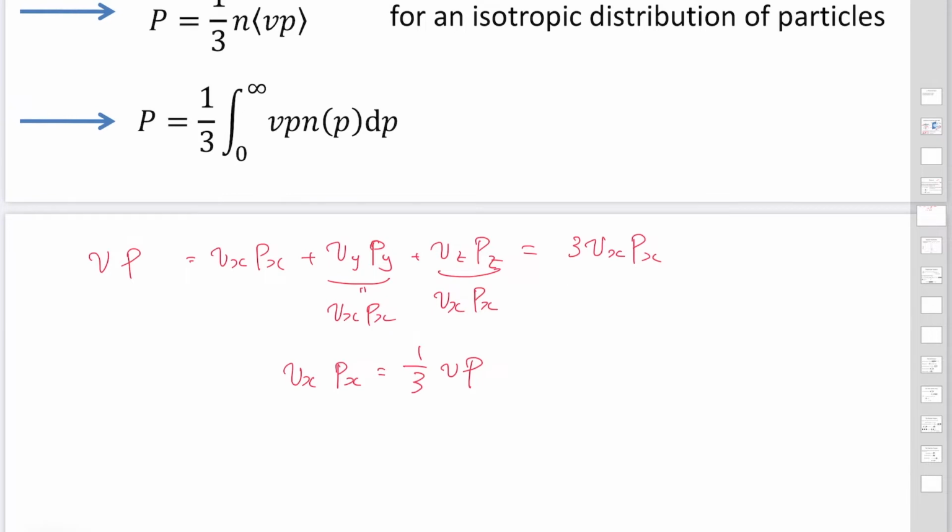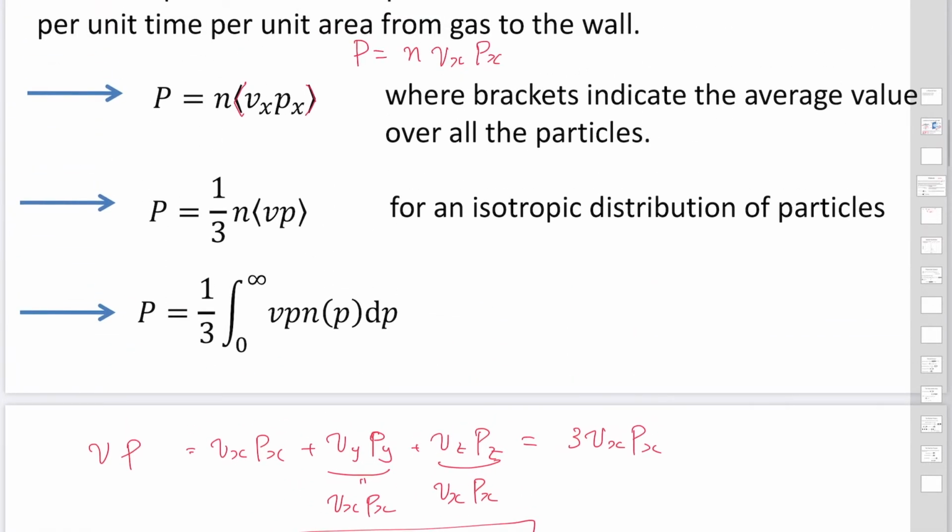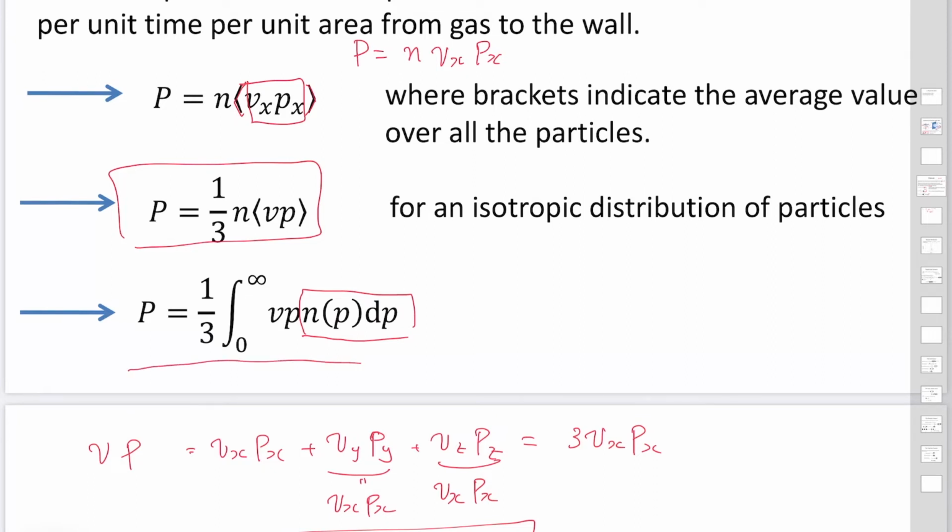So you can substitute this relation here to come to the next line. Then the average value is expressed using the integral of v·p, and then you have to multiply by the distribution function, N(p) dp. Okay, we have to perform this integral to consider the velocity distribution of the particles.